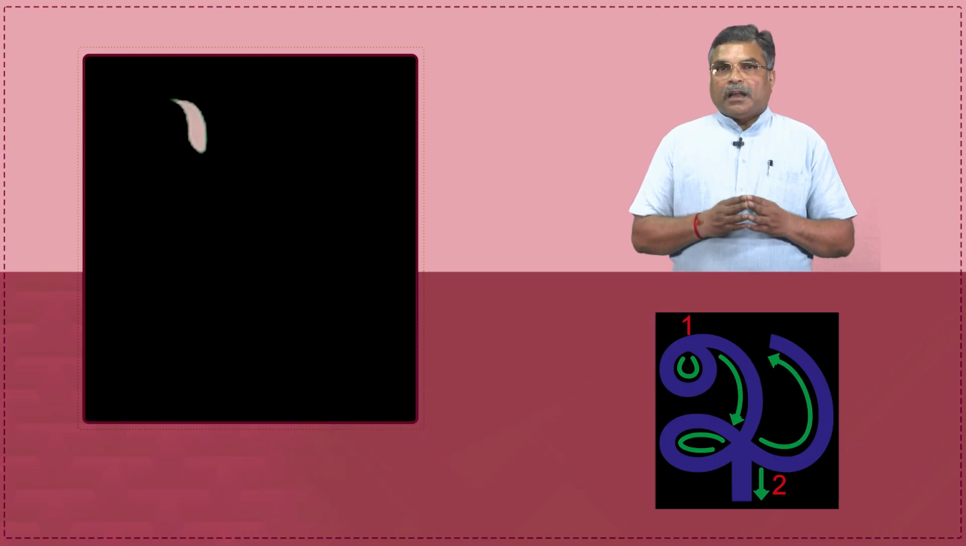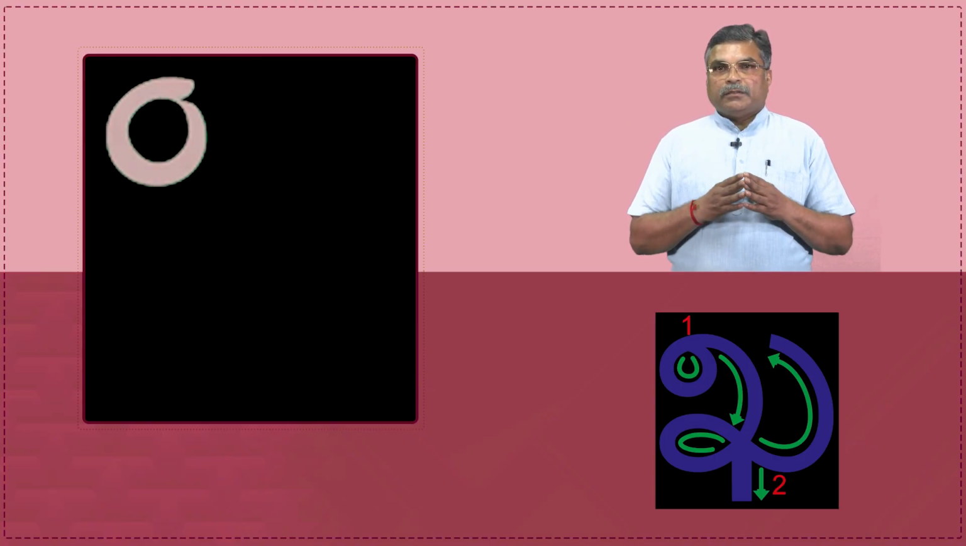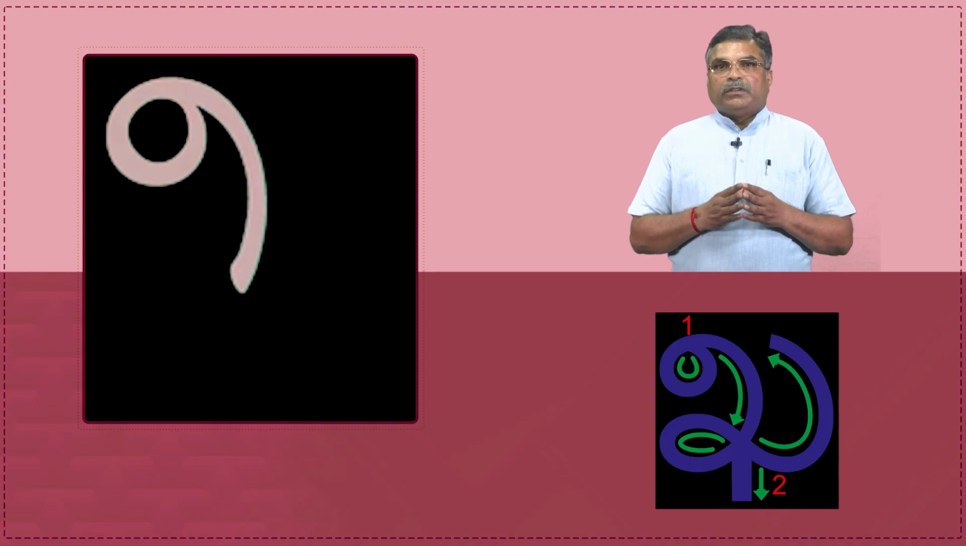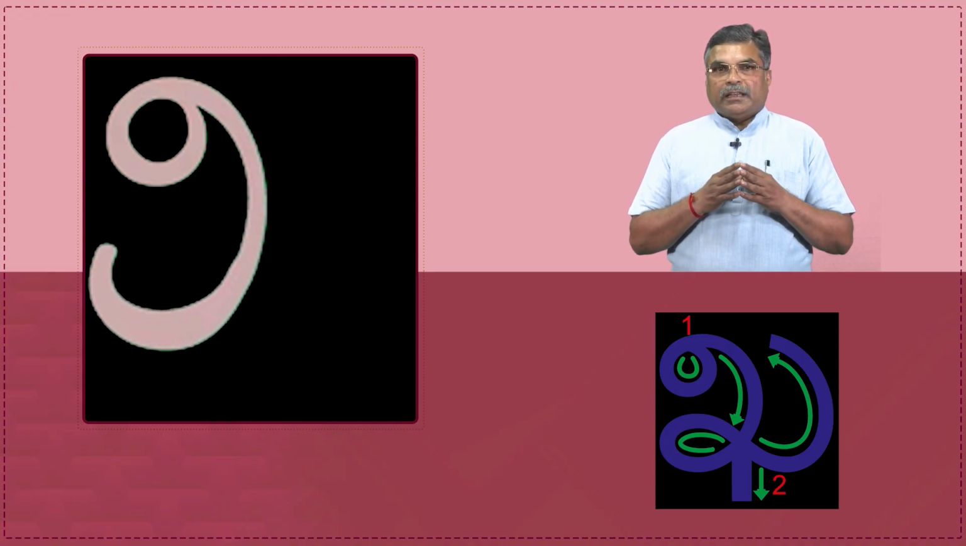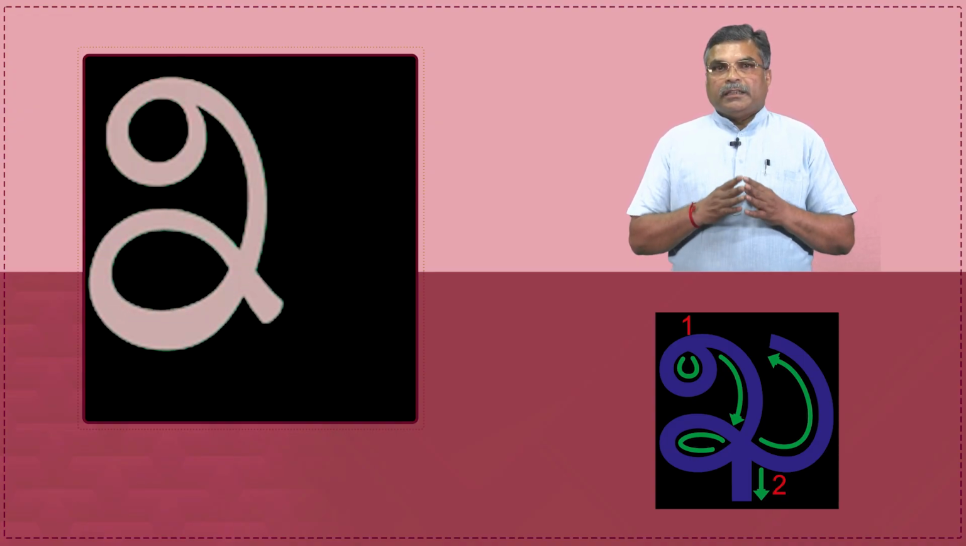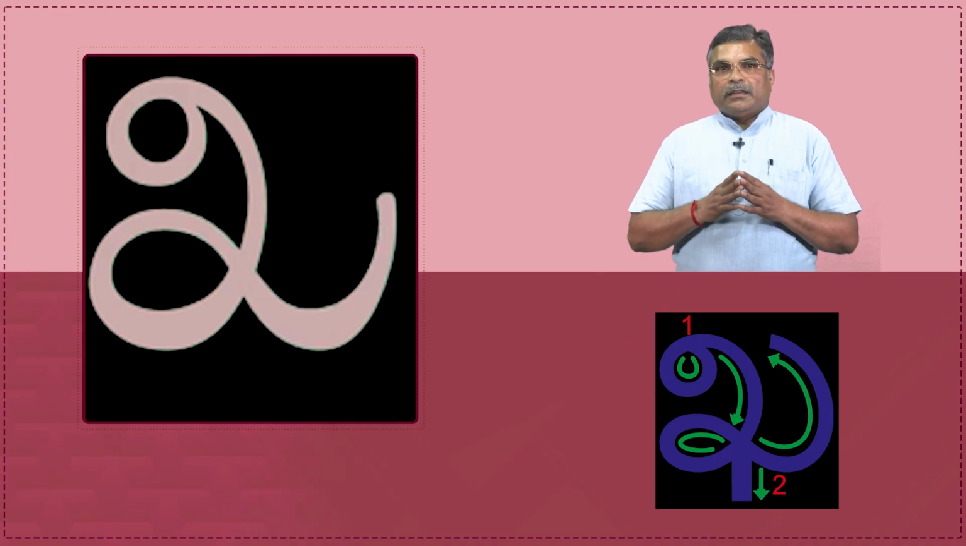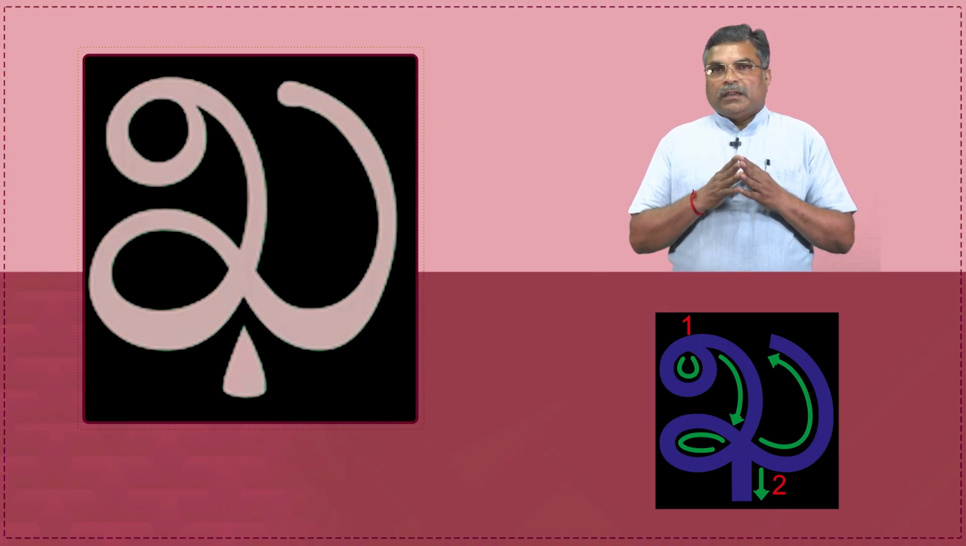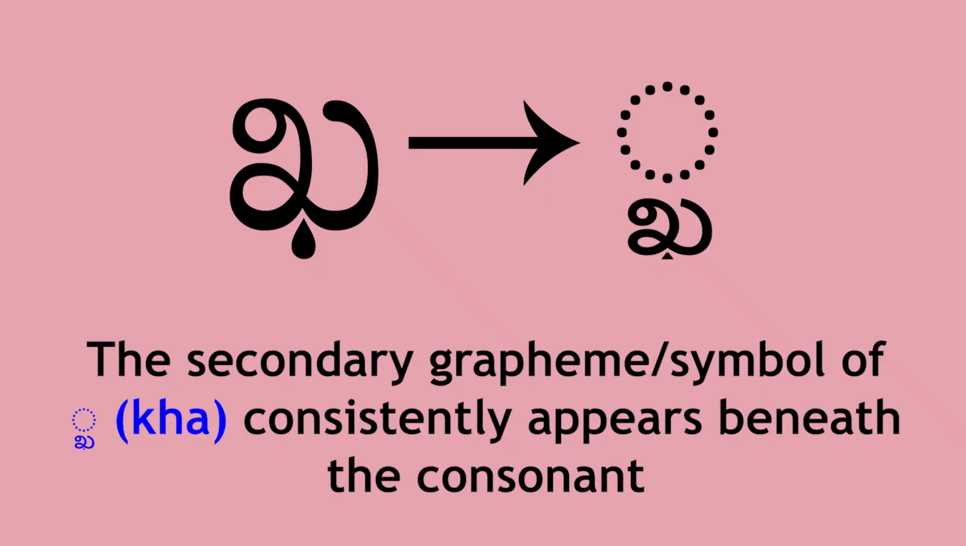upward. The grapheme Kha is characterized by a sequence of rounded base strokes paired with an extended open curve, a design that provides a clear visual contrast to the unaspirated Ka. Adhering to the correct stroke order and proportions is vital for legibility and orthographic precision. The secondary grapheme symbol of Kha consistently appears beneath the consonant.